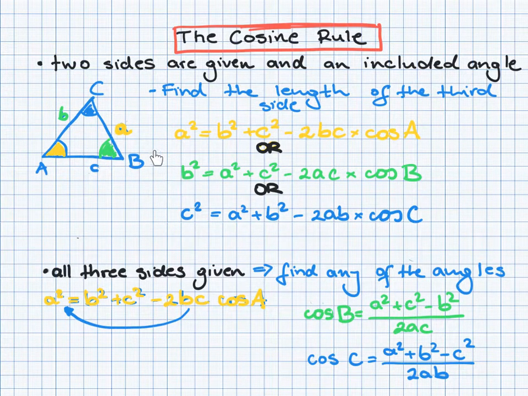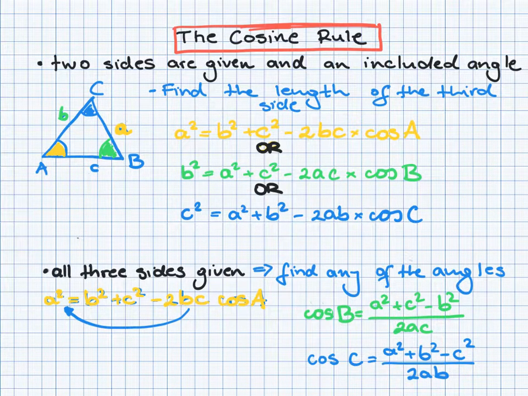I have it sort of color coded here. Two sides are given and an included angle. If B and C are given, then in order to find A, a to the power of 2 is equal to b to the power of 2 plus c to the power of 2, take away 2bc times cos of this included angle. So this is what is given, and this angle is given, and then we can find side a.